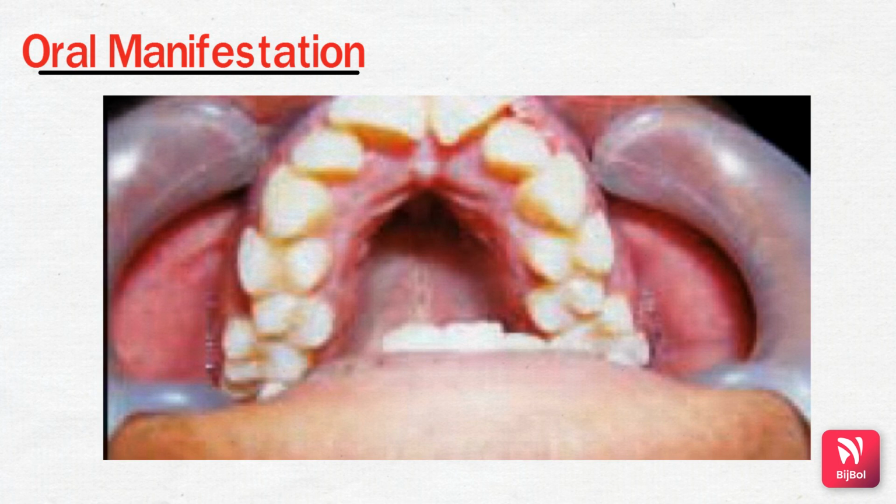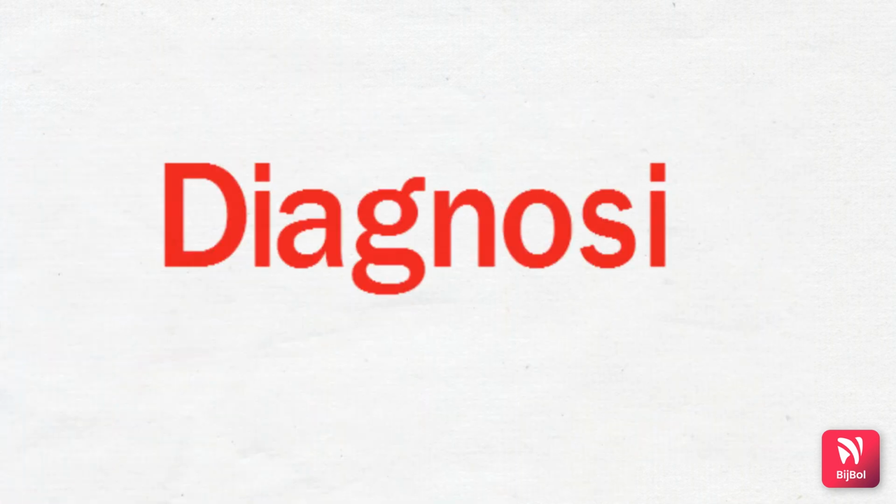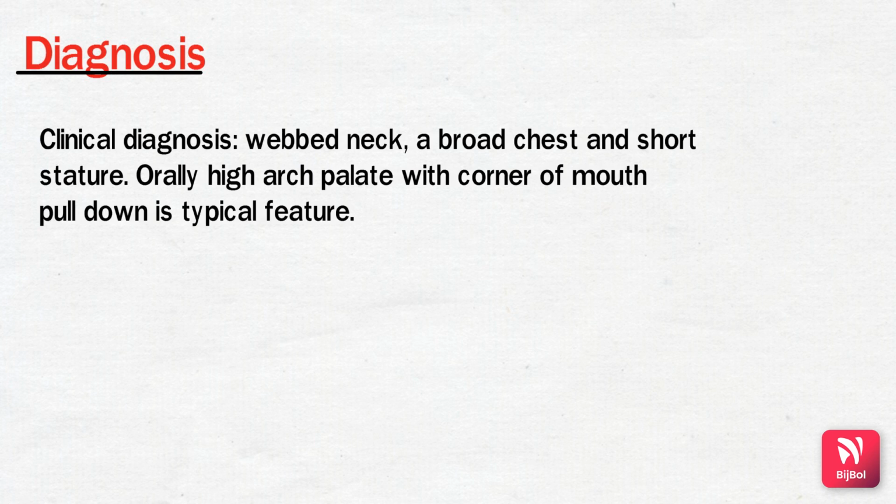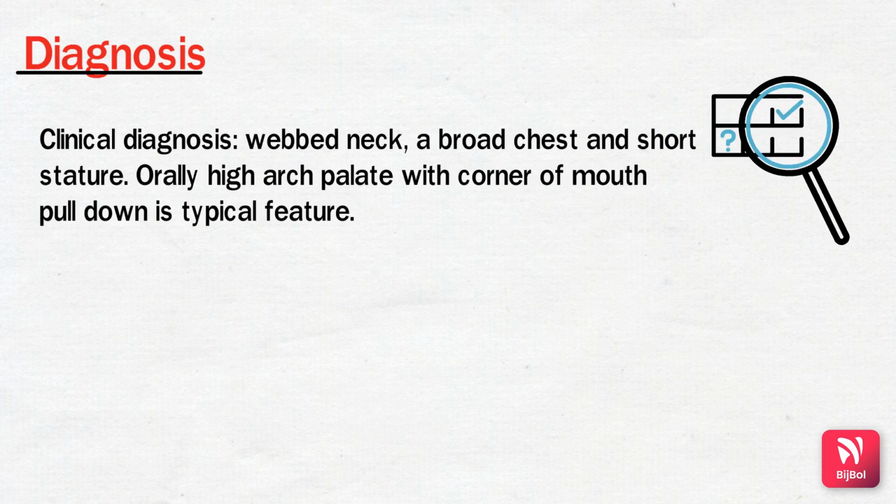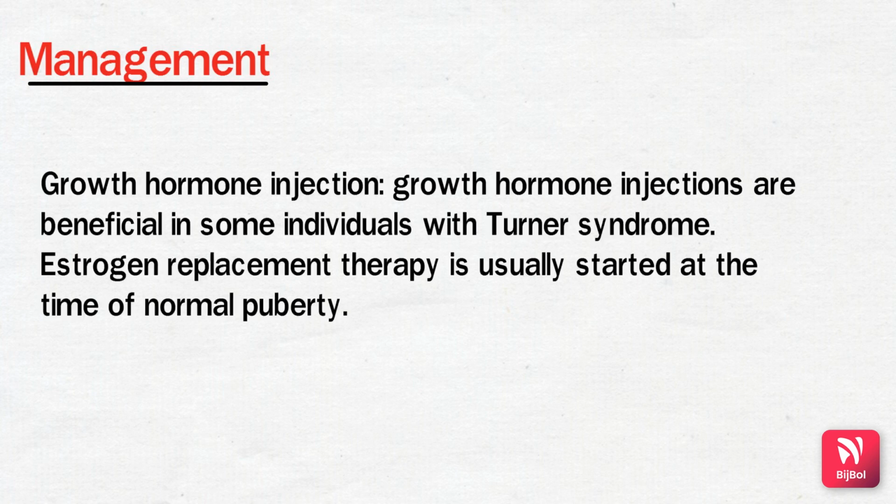Moving to the diagnosis: webbed neck, broad chest, widely spaced nipples, short stature, high arched palate with the corners of the mouth pulled down are typical features of Turner syndrome. The management includes growth hormone injections, beneficial in some individuals. Estrogen replacement therapy is usually started at the time of normal puberty.